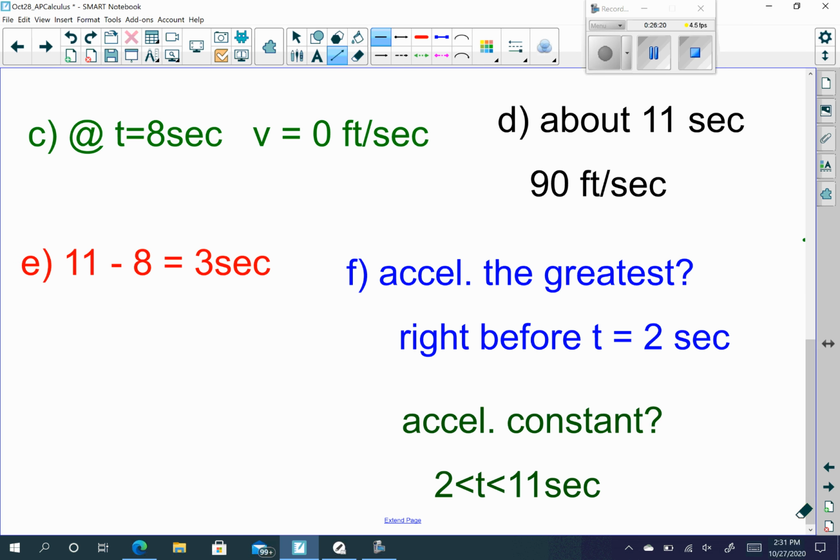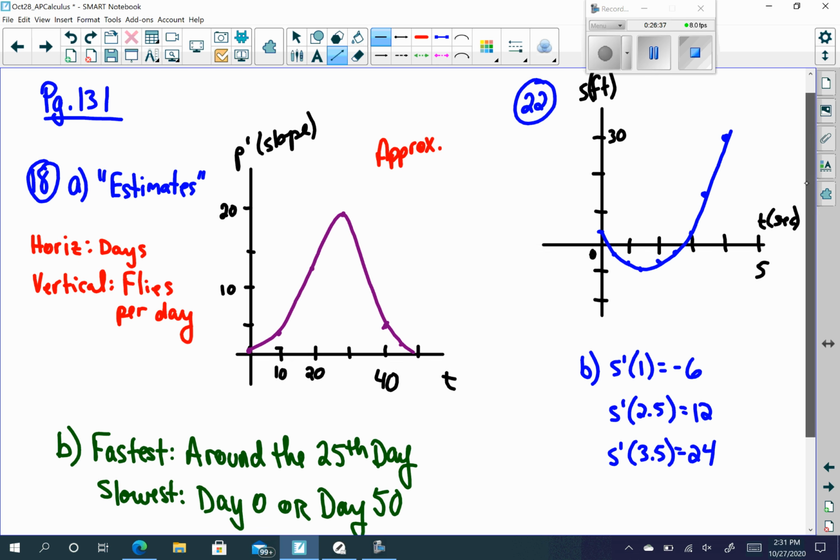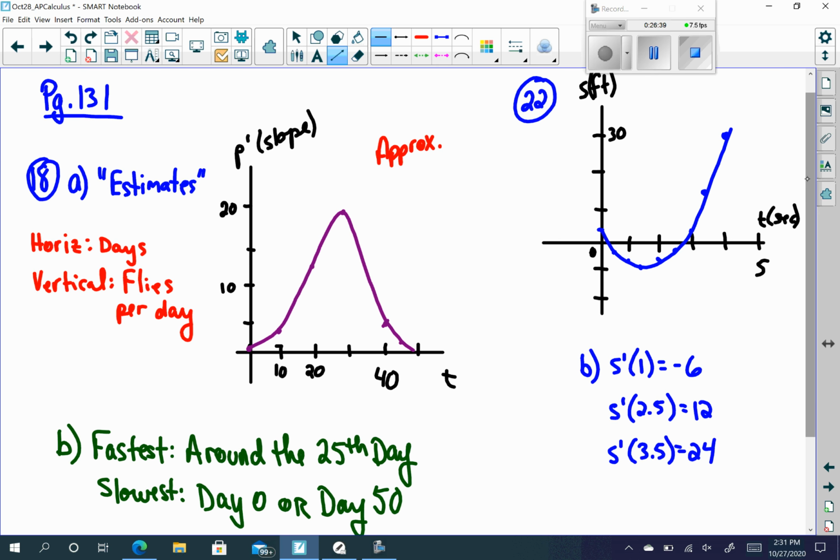All right, so I really like this problem. It forces you to analyze a graph, a velocity time graph. It forces you to look at the relationships between velocity, position, and acceleration as well. All right, here were the other problems, 18 and 22, that I assigned. I'll go over these tomorrow.